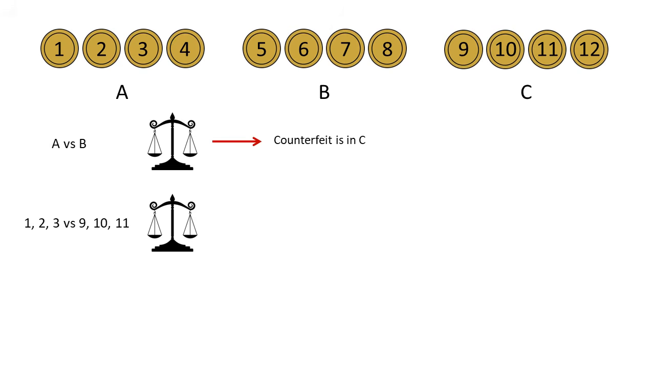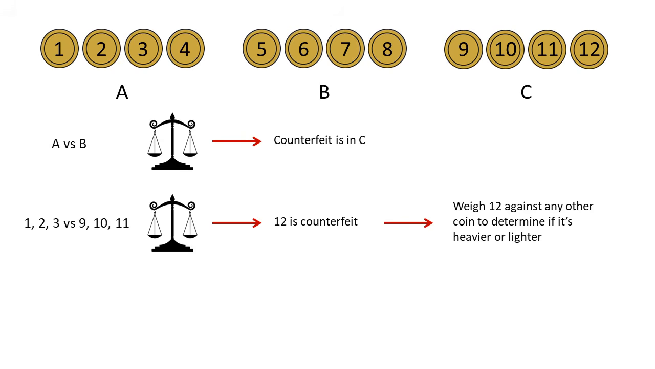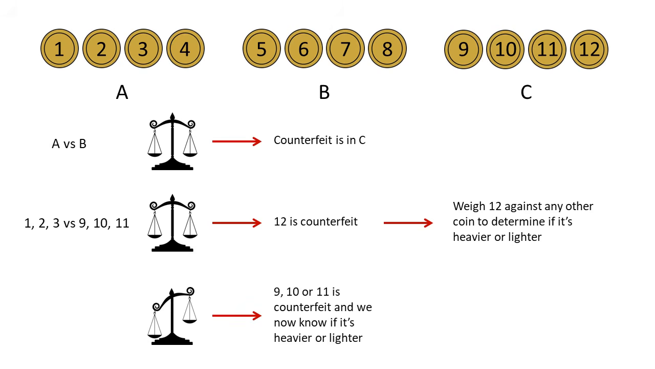Now, if these balance, this tells us that 9, 10, and 11 are also genuine, hence 12 must be the counterfeit, and we can weigh 12 against any of the others for our final weighing to determine if it's heavier or lighter. Now, in the other case, if these don't balance, it tells us that one of 9, 10, or 11 must be the counterfeit, and depending upon which way the scales have gone, it tells us whether the counterfeit is heavier or lighter. So if 9, 10, 11 is the heavier side, then our counterfeit must be the heavy coin. If it's the lighter side, our counterfeit must be the lighter coin.